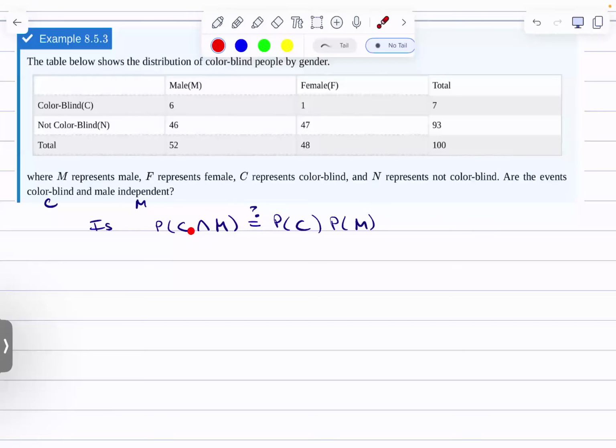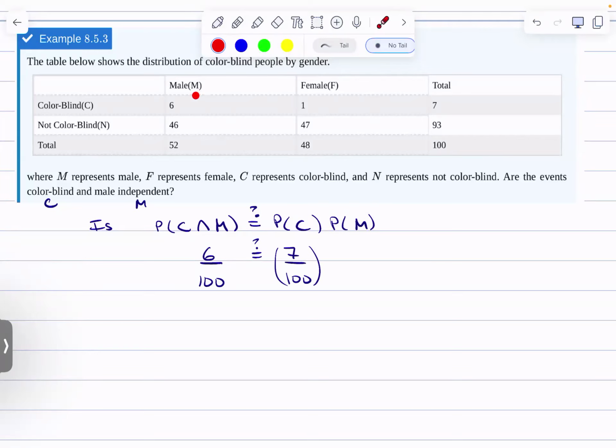What's the probability of colorblind and male? Colorblind and male is 6 out of 100. And notice how I put a little question mark over the equal sign because I'm seeing if they're equal, right? I'm not declaring that they're equal. The probability of colorblind is 7 out of 100.